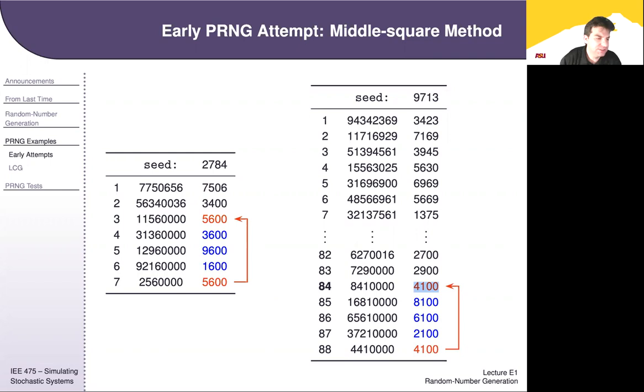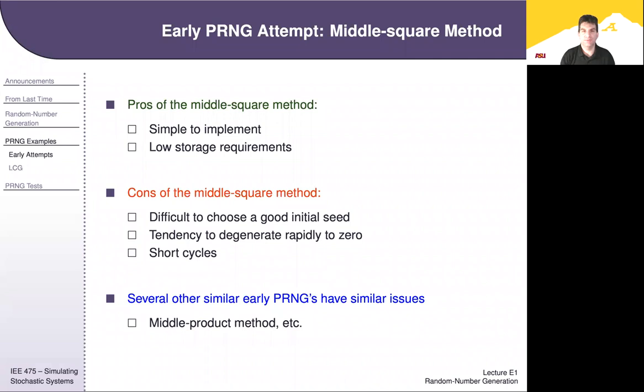All right, so middle square method, it's not looking promising. So maybe that's not a good one. The benefits of it, if it were to work, is it's real simple to implement. Doesn't take a lot of memory in order to build it. Cons, it's difficult to find a seed. The fact that we even have to find a good seed is sort of a red flag. It has a tendency to degenerate to zero. It has short cycles. There were a bunch of other attempts at good pseudo-random number generators around the same time. The so-called middle product method is another one you can look up, and they have all sorts of similar problems.